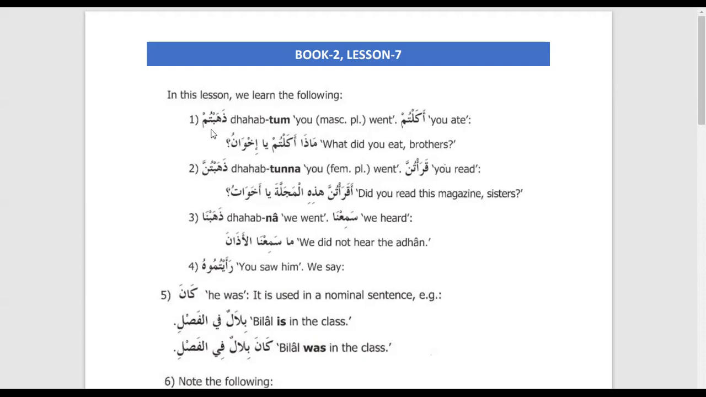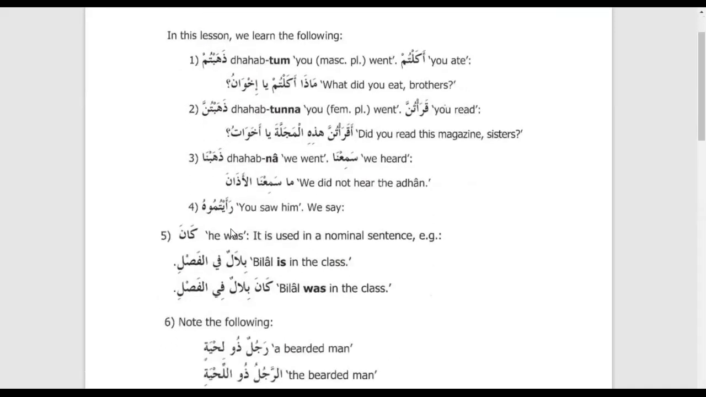So when we say dhahabtum, it is used for the second person plural, and on the same pattern we have akaltum, and we can make many verbs on the same pattern. And for the feminine we say dhahabtunna, and based on that pattern we can make qara'tunna, akaltunna, kharajtunna, and many verbs on the same pattern. And for the plural, for the one that is called mutakallim, the one who is talking himself, it's the same for feminine and masculine, which is dhahabna.